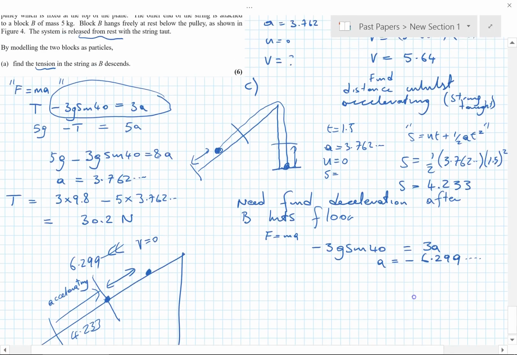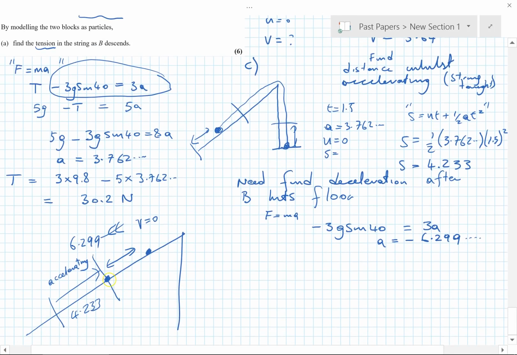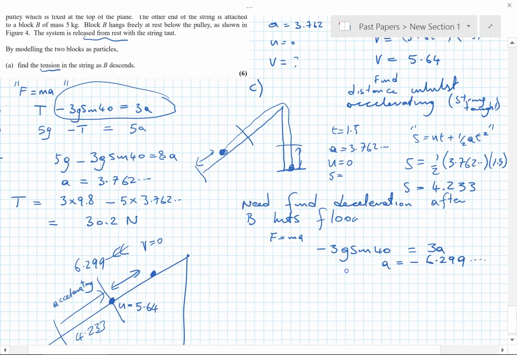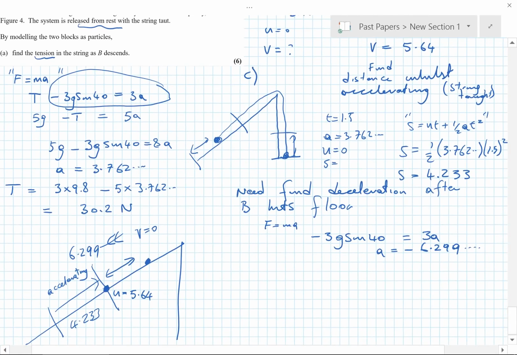We worked out in an earlier part of the question the speed here. It now becomes u because it's the initial velocity at the point when it starts to decelerate. So that's 5.64, but again, it's not exactly 5.64. I've got it stored on the calculator. So we've got the deceleration, and we want this extra distance. So we've got S, question mark, U is 5.64 approximately, V equals 0, and then we have the acceleration, as decelerated, minus 6.299.